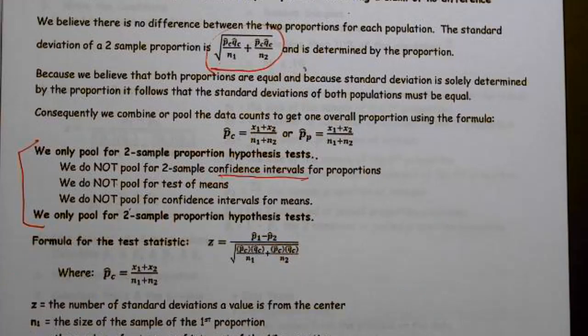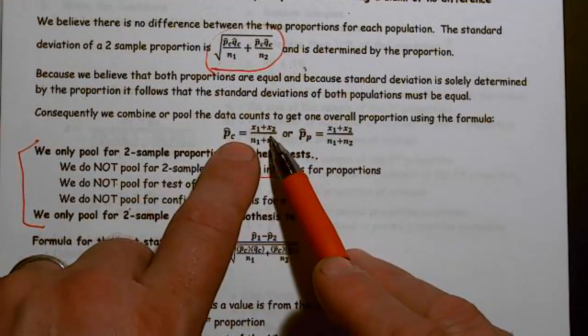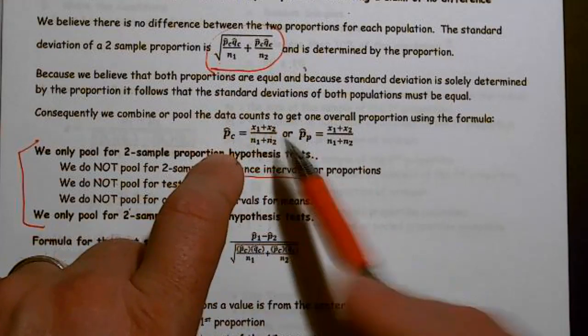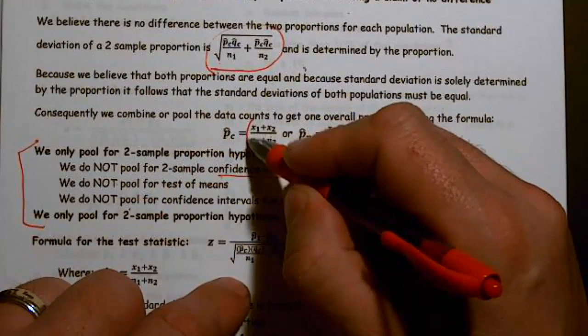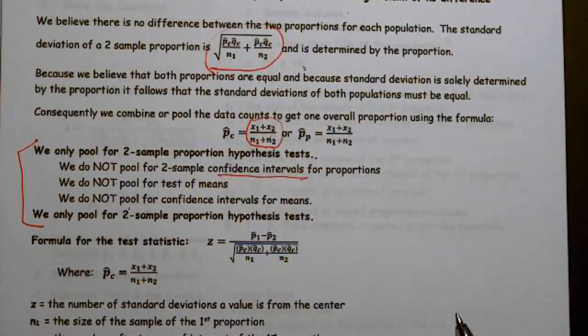So please note, the only time we pool or have to pool is for the two proportion hypothesis test. The calculator will do a lot of this behind the scenes, but we will have to show this work. The calculator does that automatically and will calculate this value for us.